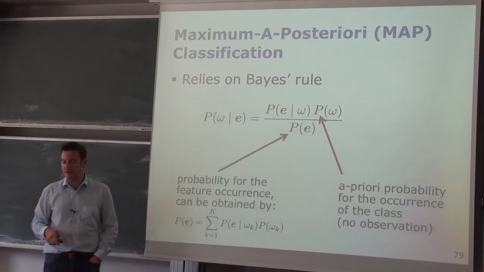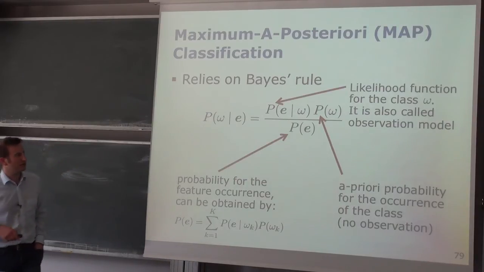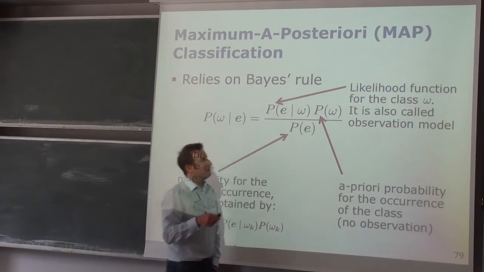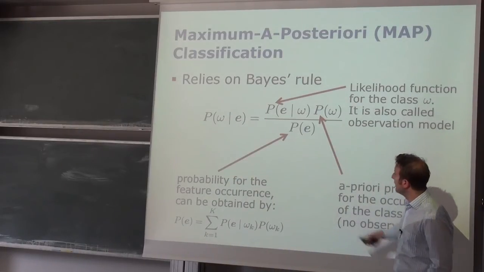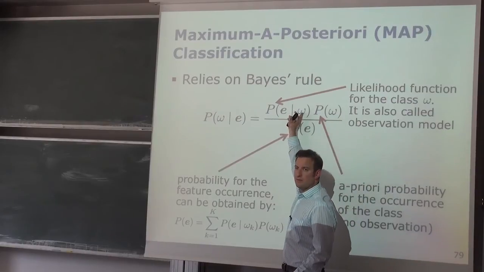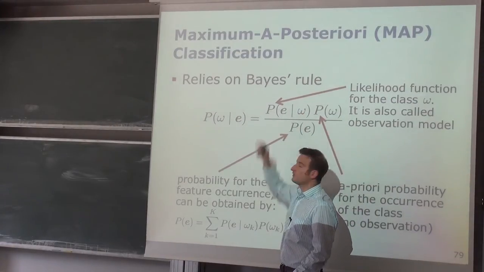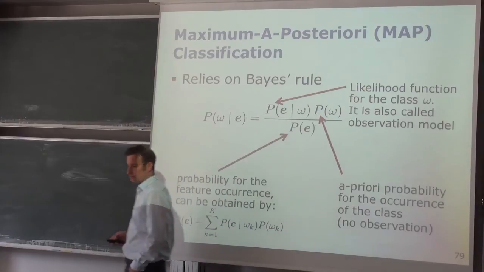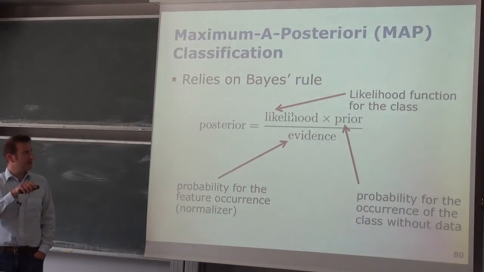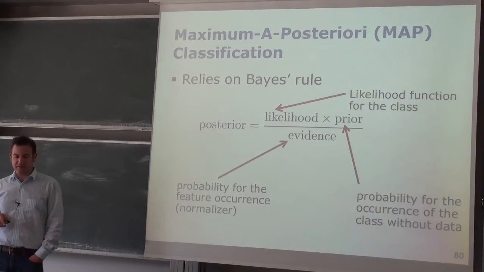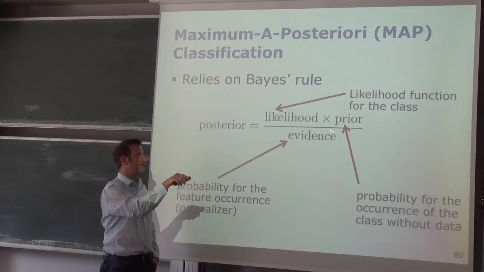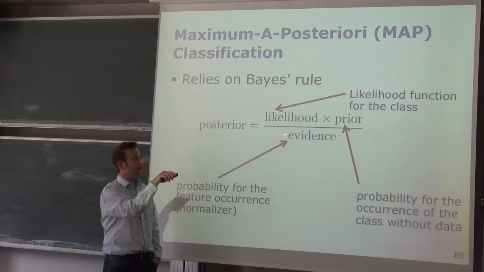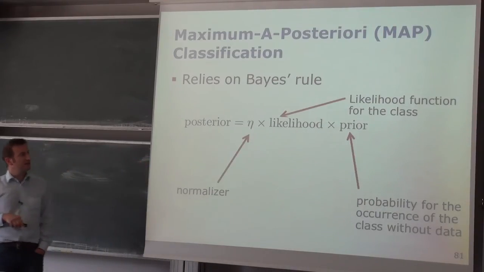And I have this term over here, which is typically called the likelihood function, also called the observation model. So it's the likelihood function for the class omega. So given I know my class omega, what is the probability that this feature actually occurs? And again, there's also the phrase likelihood times prior divided by evidence. And quite often, as this evidence is the same for all classes, it's typically written as a normalizer.